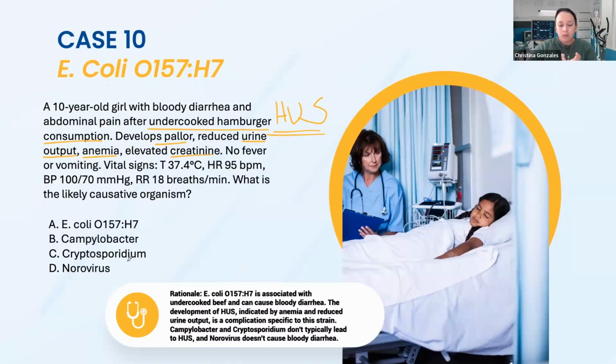Now, none of these other ones make sense for this. This one causes something like Guillain-Barré. This one is in HIV patients. And this one doesn't really cause much of anything, just some diarrhea in close quarters. So hopefully when you're reading your vignettes and you're looking at a kiddo, you see these extra manifestations of HUS and you can put those pieces together.